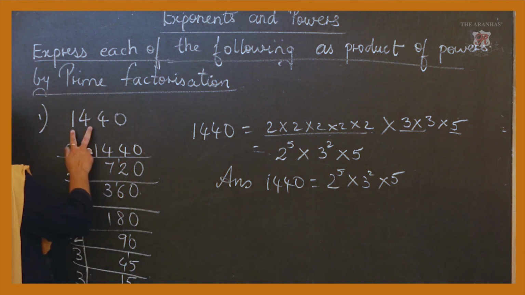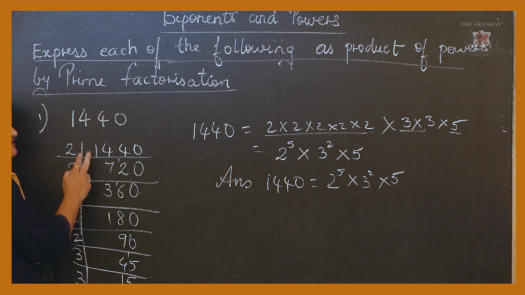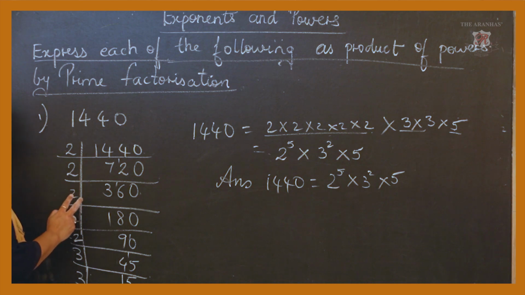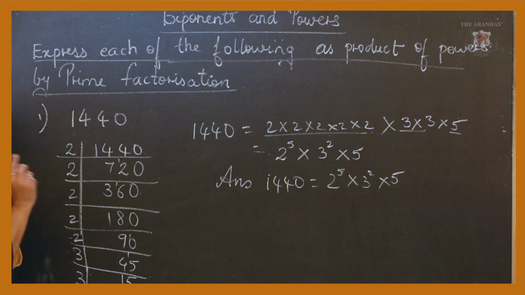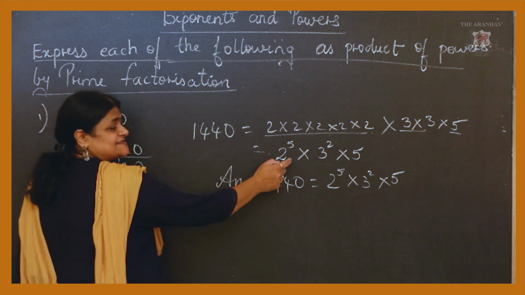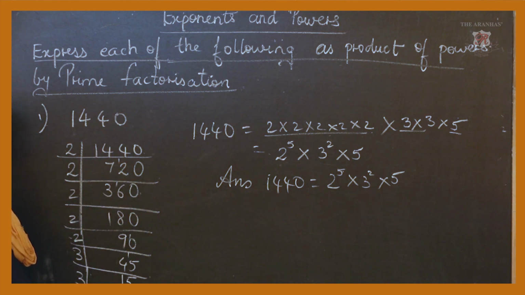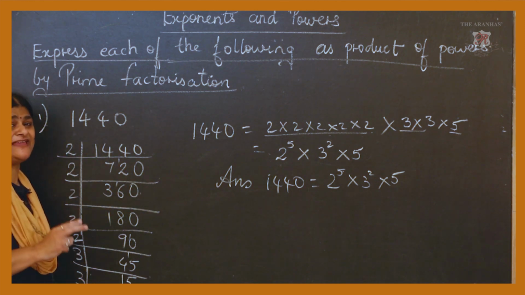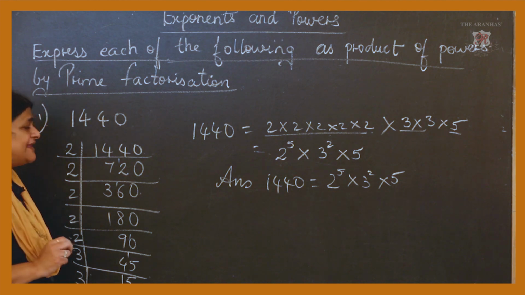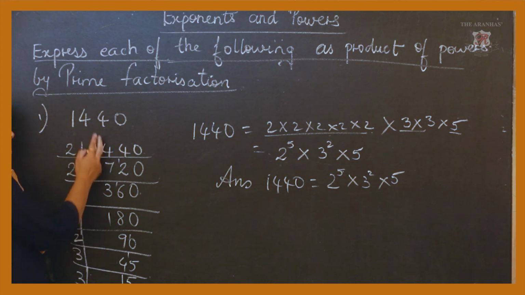Again I am repeating, 1440 we have taken. This is the sum that is given. You have to express each of the following as a product of the powers by the prime factorization method. So you have taken these powers which you are getting after you are simplifying the sum by your prime factorization method. So 1440 you have done.